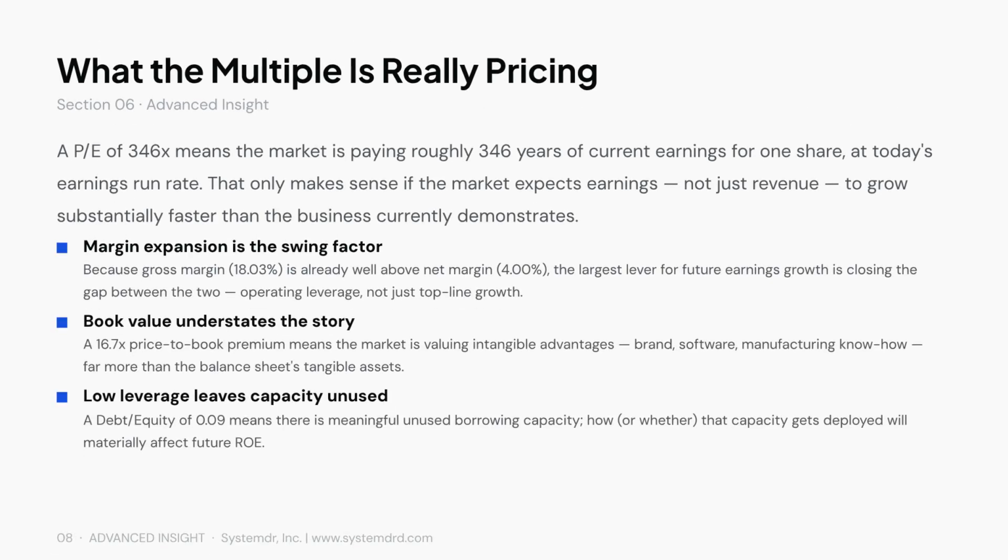What is the multiple really pricing? A 346x PE ratio implies the market expects earnings to grow substantially faster than they do today. The key levers for this growth are operating leverage, the value of intangible assets like brand and software, and the potential deployment of the company's significant unused borrowing capacity.